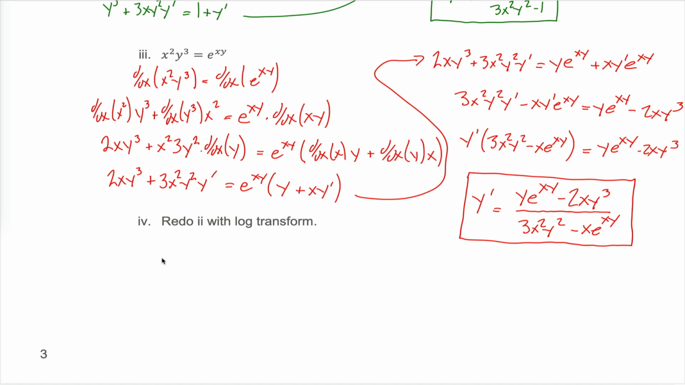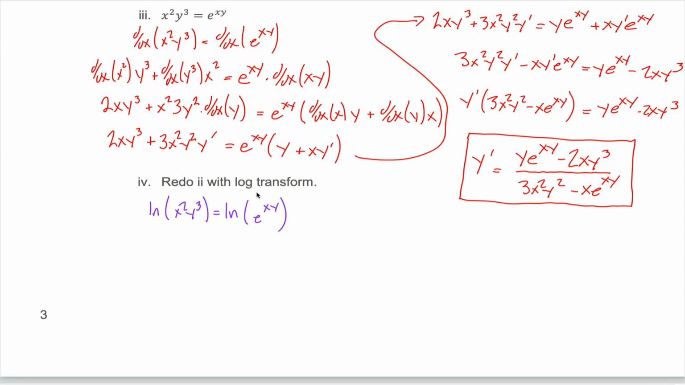log of both sides. If I change this equation into the natural log of x squared y cubed equals the natural log of e to the xy before I take the derivative, you might think I'm crazy and you might be like, this is way harder to take the derivative of both sides. There's even more chain rules going on. And that's true, but I'm not going to take the derivative of both sides just yet. What I'm instead going to do is simplify both sides.